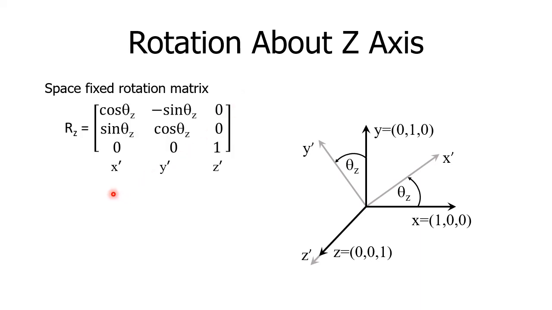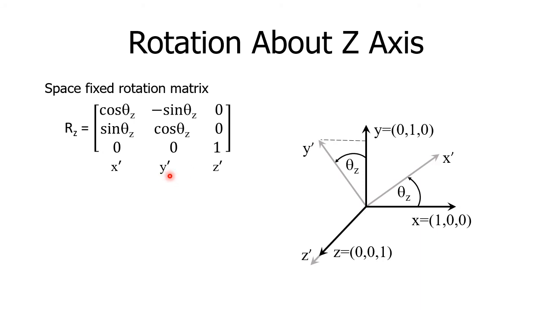As before, the first column is the projection of x prime. Here's x prime. The projection on the x-axis is cosine. The projection on the y-axis is sine. So there's no projection around z, so it's 0.